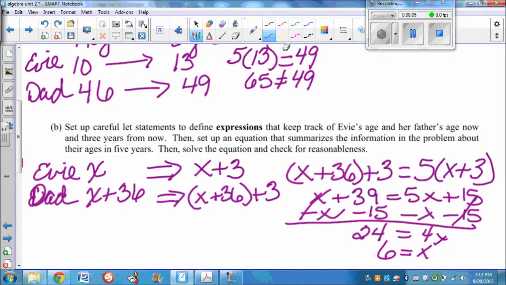So how old is Evie? Evie is 6. Okay, and X plus 36.